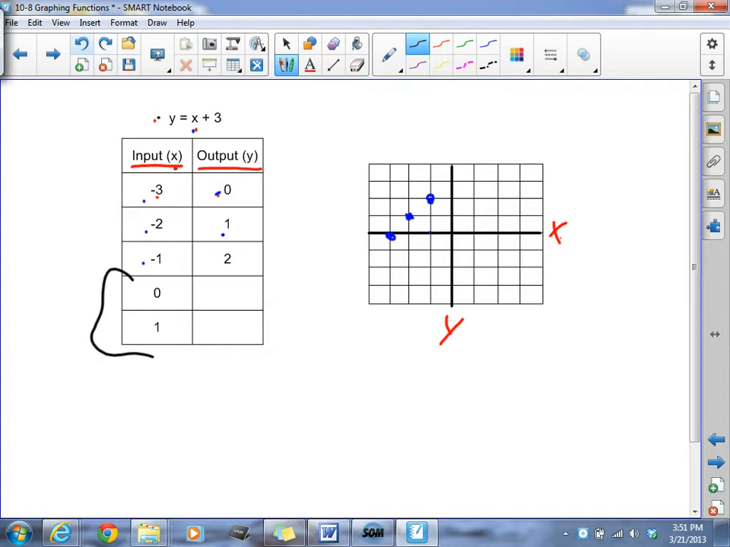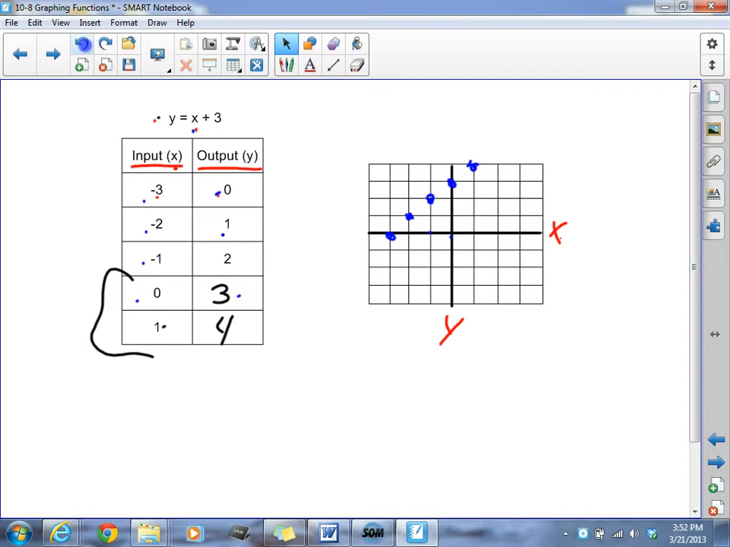So, 0 plus 3 is going to be 3. 1 plus 3 is going to be 4. So all I'm going to do is put those values in. Once again, 0 is my x value, 3 is my y value. So 0, up 3, right there, and then 1, 4.